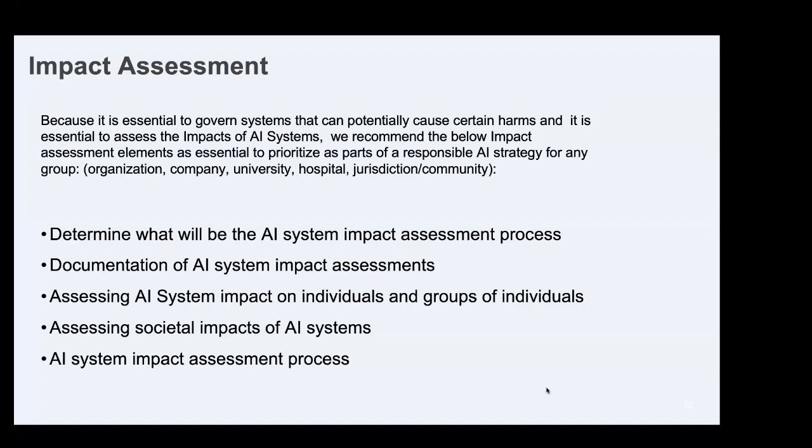You'll also need to look at your AI system impact on individuals and groups of individuals, and you'll have to concern yourself with how you will be assessing societal impacts of your AI systems. Finally, once you've come to an understanding within your working group of these 4 elements for your project or your organization's adoption of AI, you need a system impact assessment process.